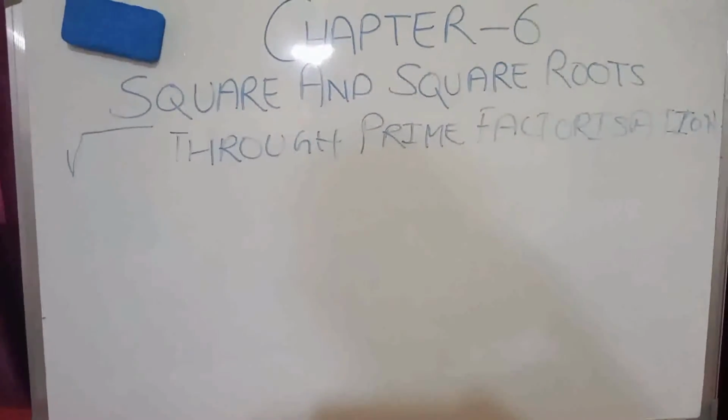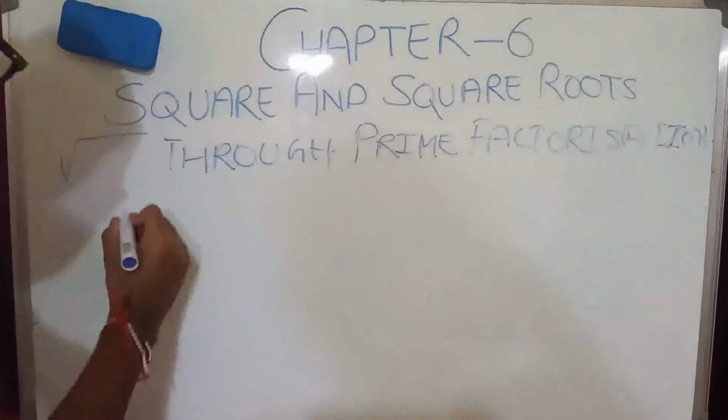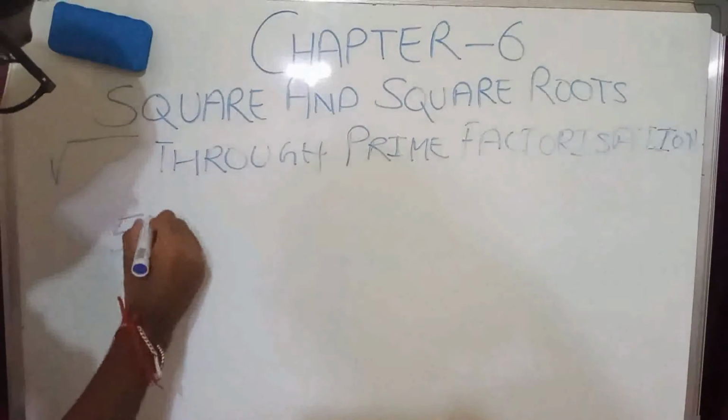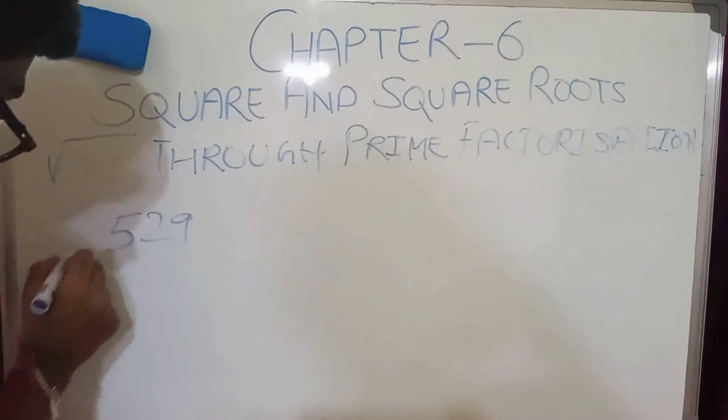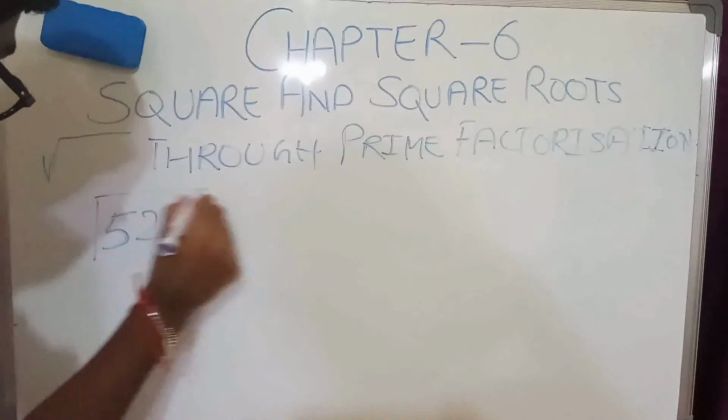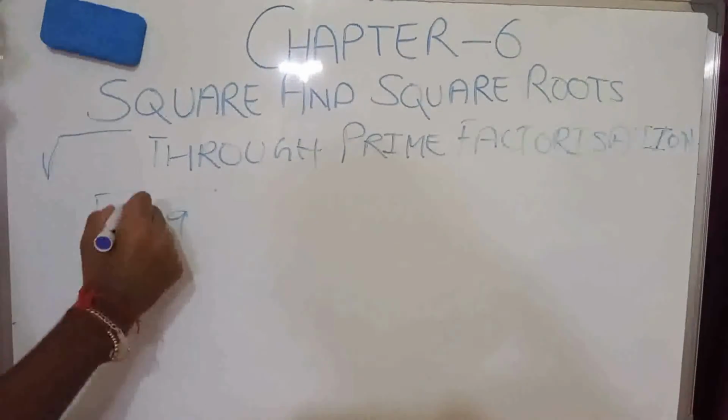So what is the long division method? We first take the number. For example, now we have 529. So 529, then we make it like this. We make this into two parts.